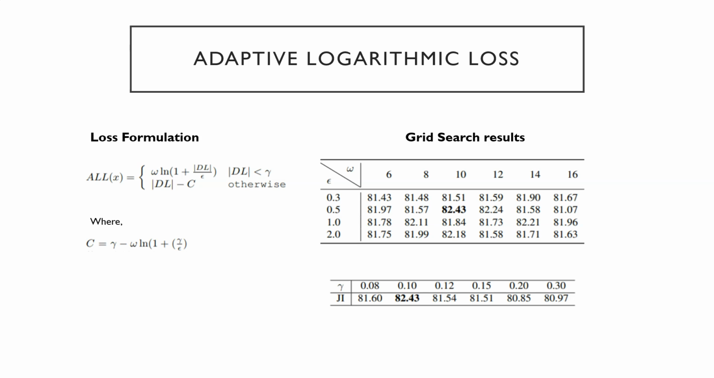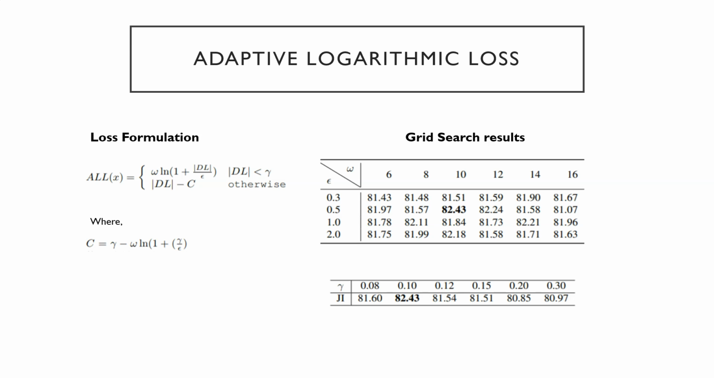We constructed a loss function that can both converge at a faster rate as well as adaptively refine its landscape when closer to convergence. The formula for this adaptive loss is shown in the slide on the left. C here is used to make the loss smooth and differentiable at the point of discontinuity, that is, modulus of the dice loss equal to gamma. dl is the computed dice loss. Gamma, omega, and epsilon are the hyperparameters.